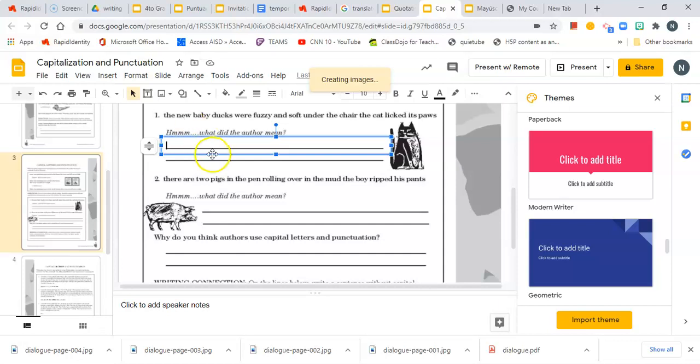Okay, sentence number 2. There are 2 pigs in the pen rolling over in the mud. The boy ripped his pants. So where does the period for that sentence go? Okay, and so you're going to write the sentence over again right here and add the capital letters and the period where they go.